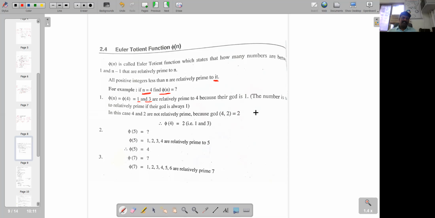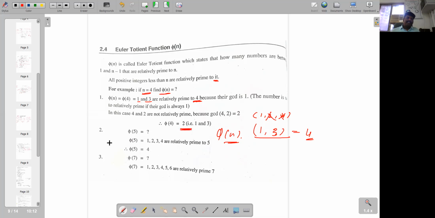What are the factors for this? 1, 2, and 4 are the factors. And when we talk about numbers relatively prime to 4, except 2 and 4, 1 and 3 are the relatively prime numbers for the number 4. So phi of 4 has two values, because there are two relatively prime numbers for 4.